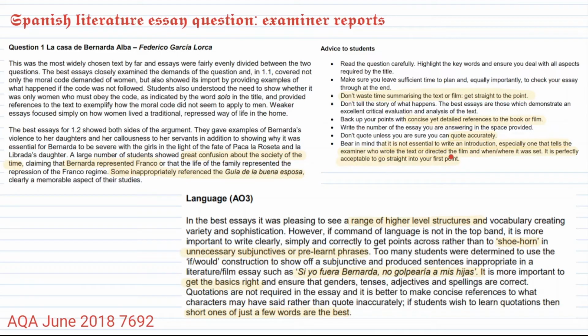For AO3, examiners were pleased to see complexity and reiterated that there is no need to shoehorn in pre-learned phrases. Some students used phrases like "Si yo fuera Bernarda, no golpearía a mis hijas," which the examiners did not like, so definitely don't do that. Finally, keep quotations to only a few words long, and don't spam quotations in your writing.